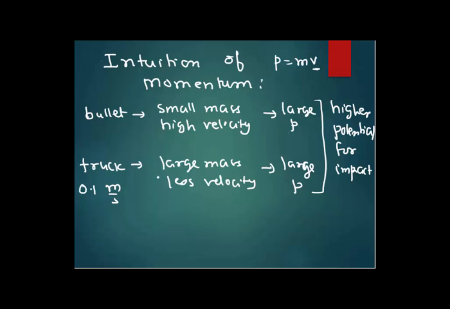Similarly, a truck, even though its velocity is less, since its mass is very high, if it passes over an object, it will really damage that object because it has high momentum. So high momentum implies a higher potential for impact. And conversely, low momentum will imply a lesser potential for impact.